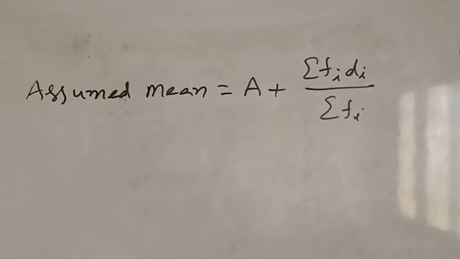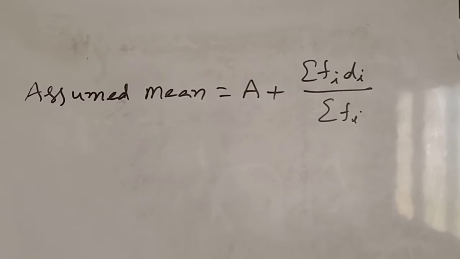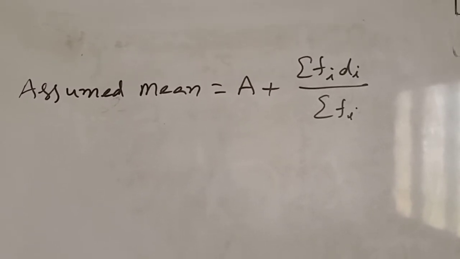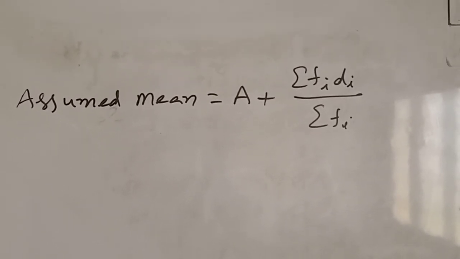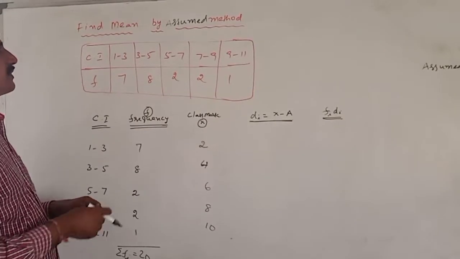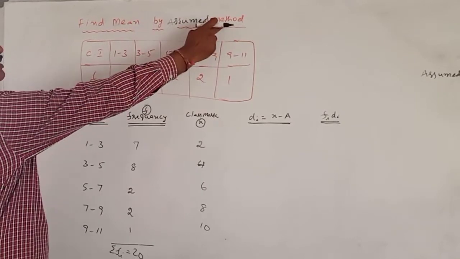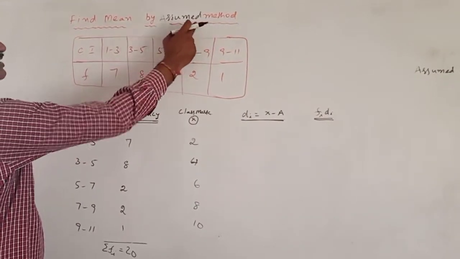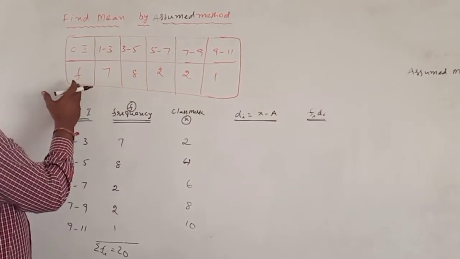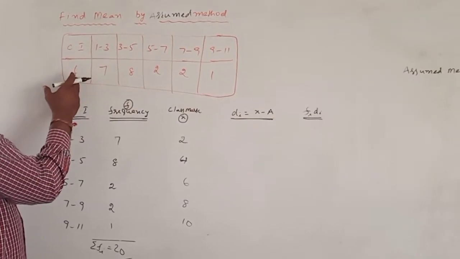Now the assumed mean method formula: a plus sigma fi di by sigma fi. Find the mean by the assumed method. The class interval and frequency are given.